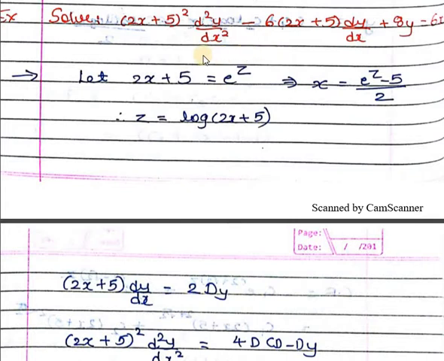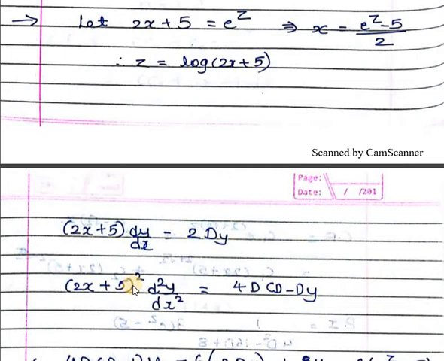First of all we will suppose 2x+5 = e^z. Making x the subject, x will be (e^z - 5)/2, and z will be log(2x+5). Now if we suppose 2x+5 = e^z, then (2x+5) dy/dx will be converted into a D y. Here what is a? It is 2, so it will be 2 D y.